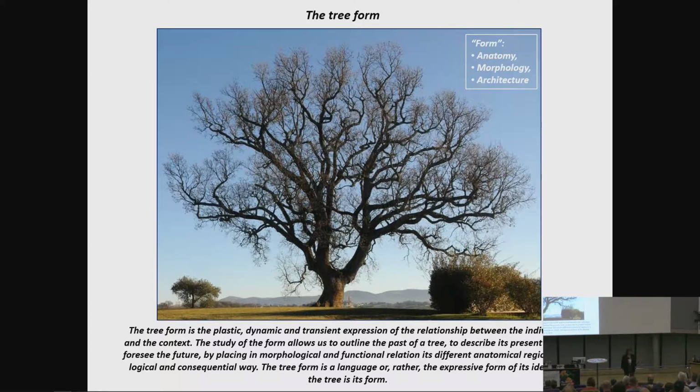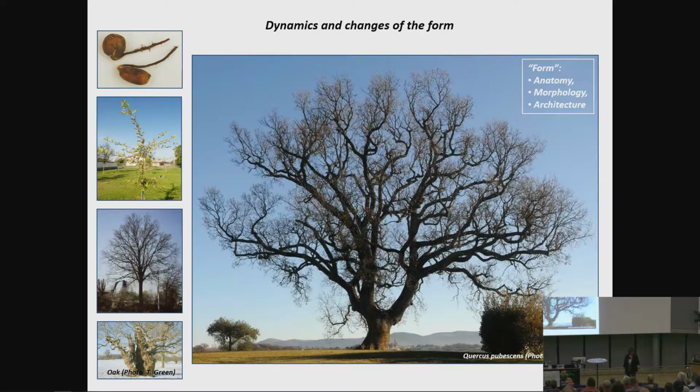But when we talk about form, we also talk about anatomy, morphology, and architecture. So we can think that form is a dynamic phenomenon, a dynamic process. So it means that the tree changes the form in time constantly and during all its life. So on the left, you can see oaks, but you all can see that the form is different. We have acorns, a young oak, an adult oak, and a beautiful veteran oak, and it's a Ted Green photograph.